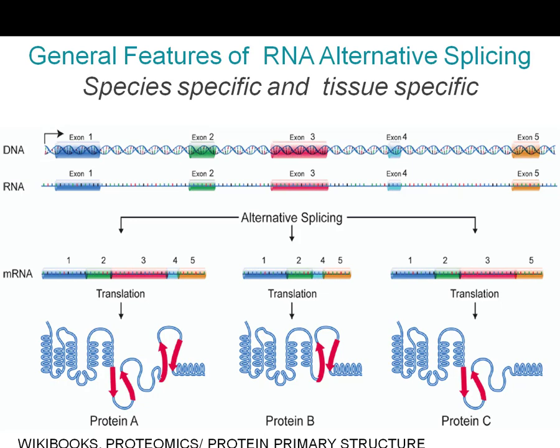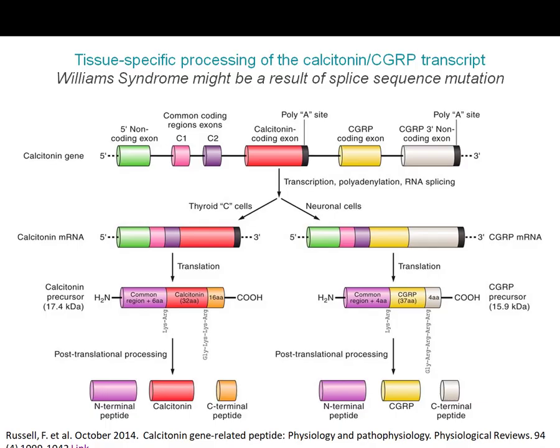Like in the liver, you might have protein A being expressed, which comes from transcript 1, and in the brain you might have protein B being expressed, which comes from the second transcript, which was created by joining exons 1, 2, 4, and 5 together.